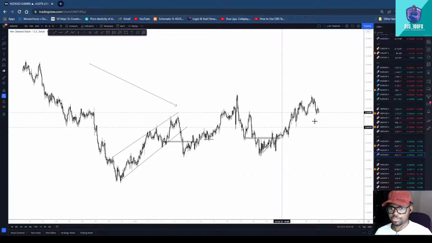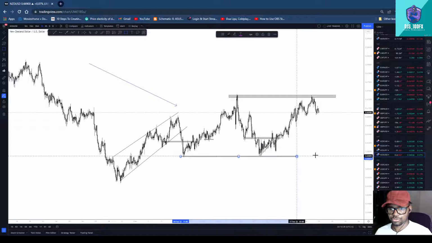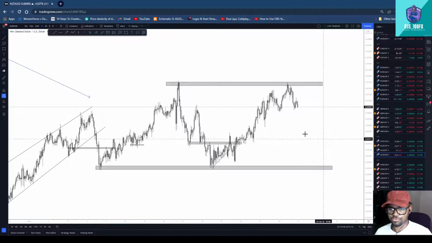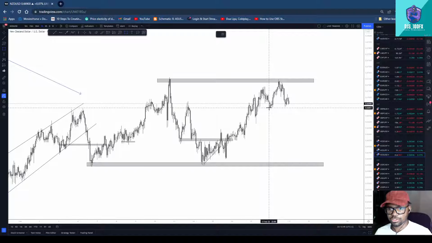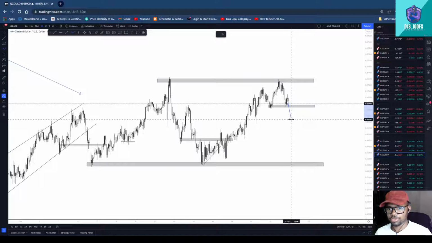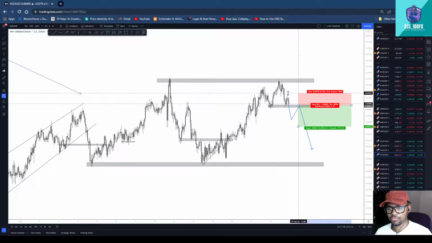NZD USD is just a mess for me. Price is at this level here, could easily reject. Price could easily come down to this level, but I don't really know how NZD USD usually moves. But if price breaks below this level, retest, breaks below this level, retest, this would also represent a good trade to take for a sell, with stop loss above this level here, simply because this is the most recent higher high.